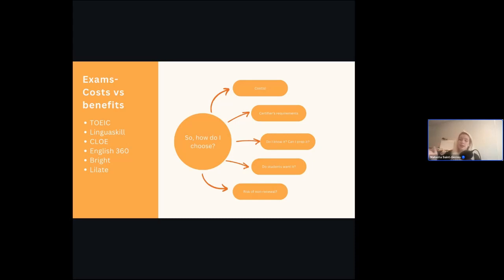TOEIC, LinguaSkill. LinguaSkill was the one that I was with, which was great. There was no barrier to entry. I managed to get in touch with them really easily. LinguaSkill, if you don't know, is the new version of Bulats, by Cambridge. So you would think it was a sure thing, something you wouldn't need to worry about.